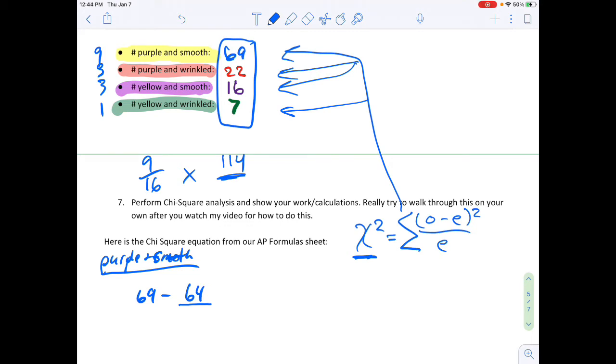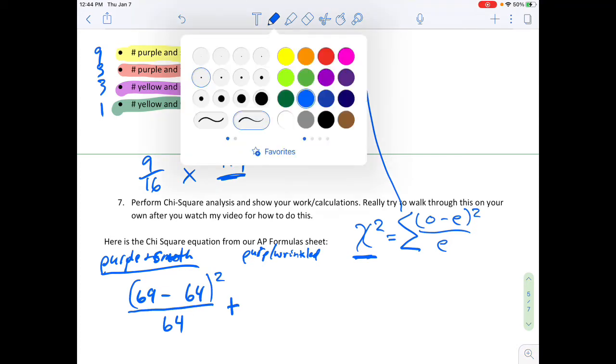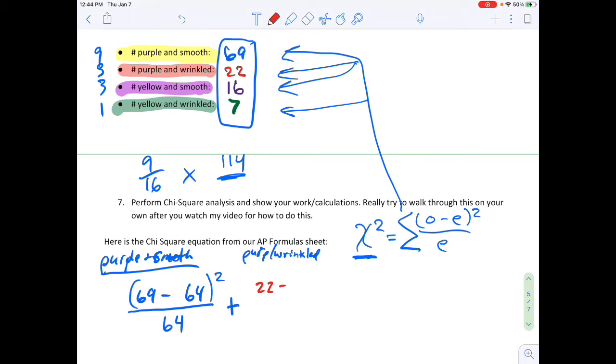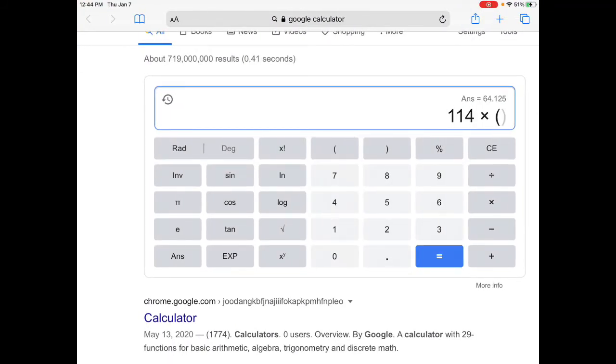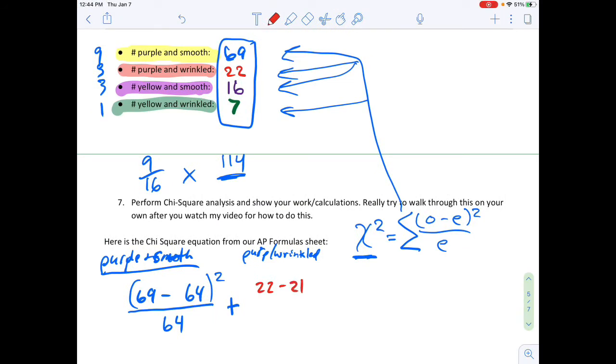So that's our expected. So observed minus expected squared divided by expected. So I'm just going to write, and then we're going to add it up, remember, because it's a sum. So purple and wrinkled, that would have been observed was 22 minus, we expected 3/16 to be purple and wrinkled. So 114 times 3/16 is 21.4, so that rounds down to 21. Over expected.